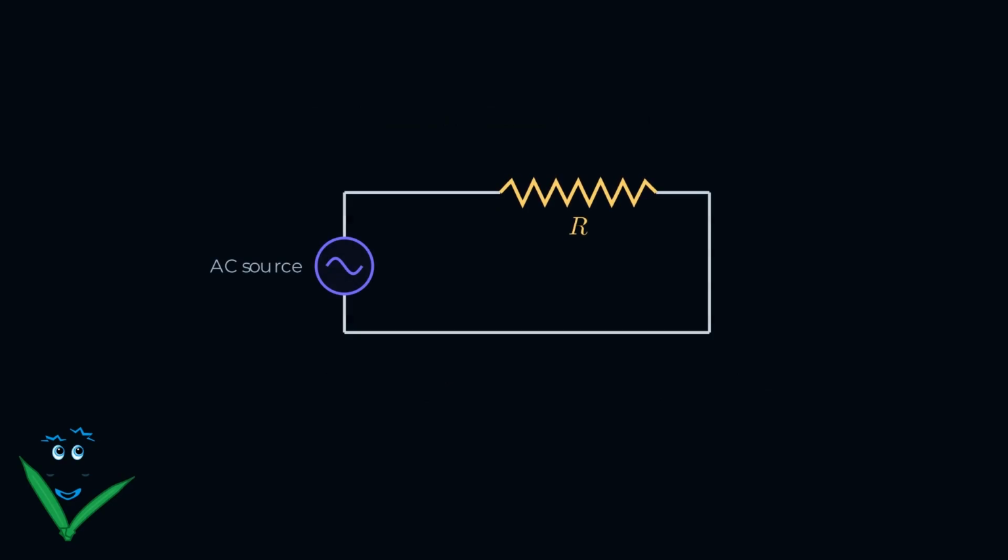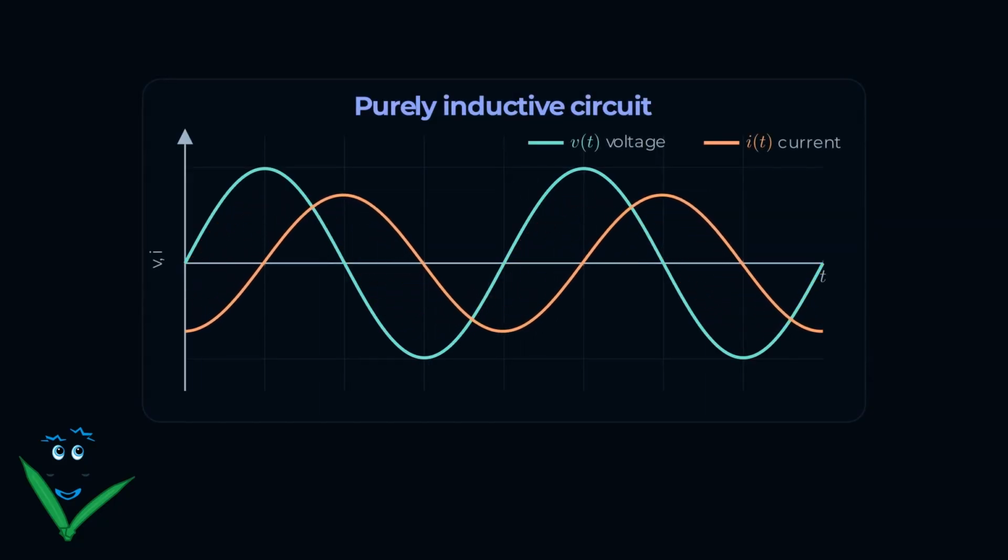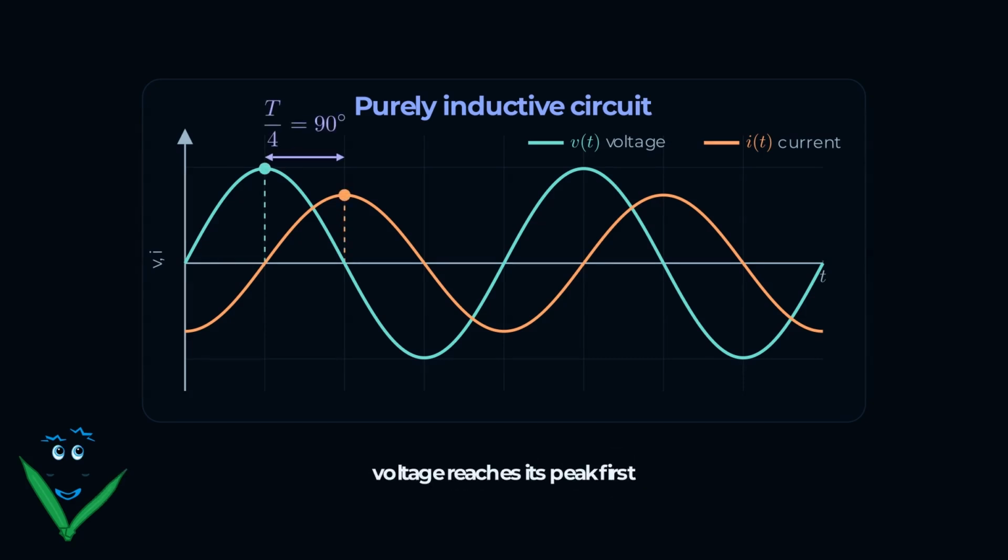Now, let's replace the resistor with an ideal inductor. The applied voltage remains sinusoidal, but the current no longer reaches its peaks at the same time as the voltage. An inductor opposes changes in current. In a purely inductive circuit, the current lags the voltage by 90 degrees and can be described as I of t equals Im multiplied by sine of omega t minus pi over 2. On the graph, the voltage reaches its positive peak 1/4 of a cycle before the current.